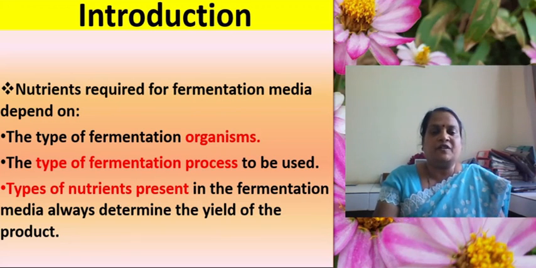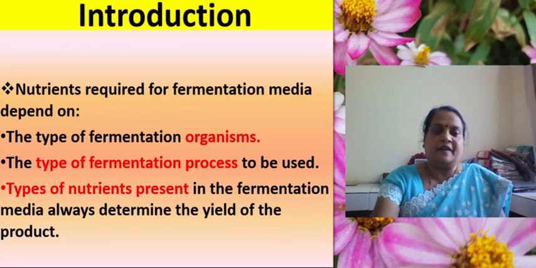The type of fermentation process to be used is also important, because we have discussed different types of fermentations. In that, two major types of fermentation: batch fermentation and continuous fermentation. Designing the medium for batch fermentation is different than designing the medium for continuous fermentation. So the type of fermentation process also must be considered while designing a fermentation medium. Types of nutrients present in the fermentation media always determine the yield of the product. Which type of nutrients are given in the medium, that will determine how much amount of yield will be obtained.